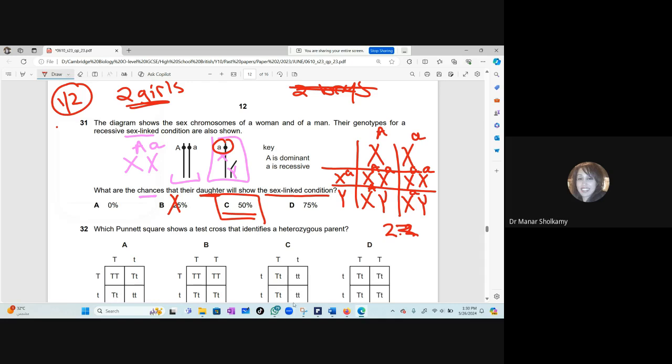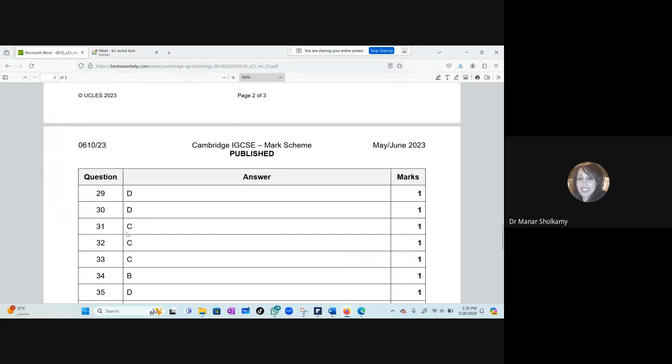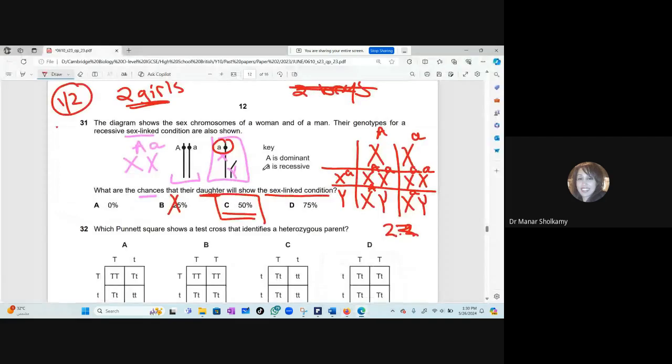31 is C. Let's look at the mark scheme. 31 C. Did you understand why? Because they are playing around with the words. Their question was, what are the chances that their daughter will show the sex-linked condition? If they wrote the question in this format, what are the chances that one of their children will show the sex-linked condition? There will be a different answer.